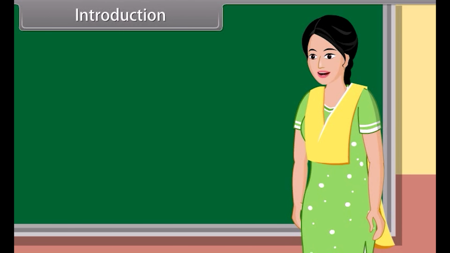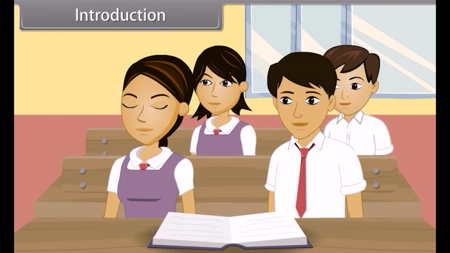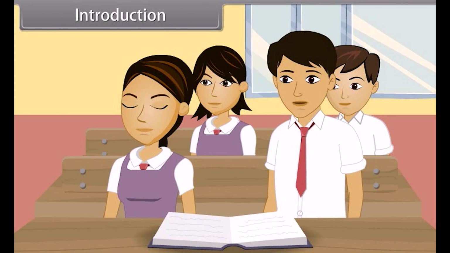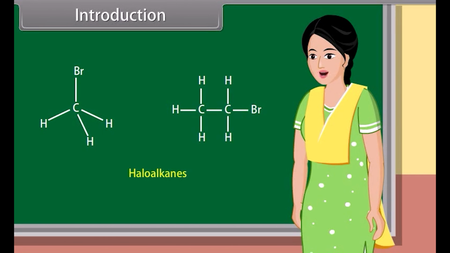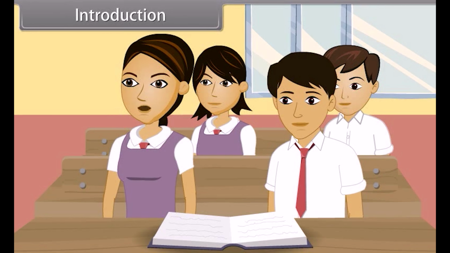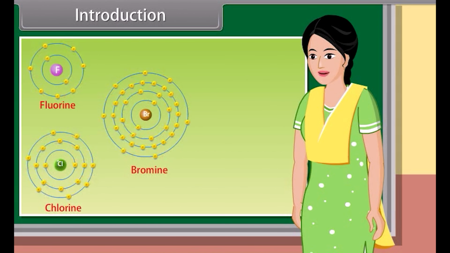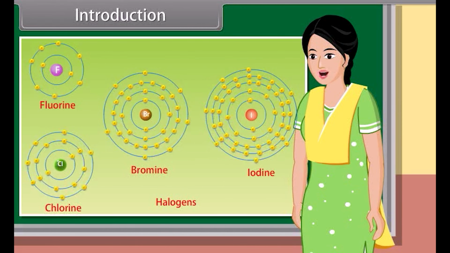Today we learn haloalkanes and haloarenes. Ma'am, what are haloalkanes? Haloalkanes are the chemical compounds in which one or more of the hydrogen atoms in an alkane have been replaced by halogen atoms. And what are halogens, ma'am? Halogens are the reactive nonmetals having 7 valence electrons.